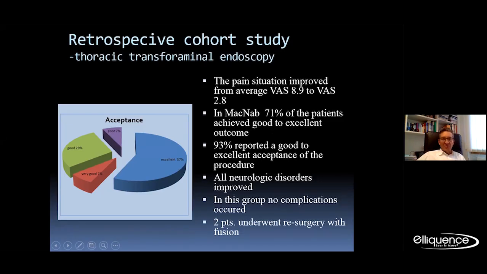93% of the patients reported a good or excellent acceptance of the procedures, and all neurological disorders, mostly belt-like dysesthesia, improved, and we got no complications in these surgeries, but 2 patients, poor, had to undergo a resurgery with fusions.